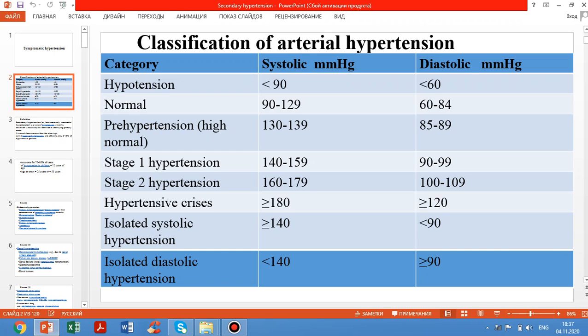Hypertensive crisis. Systolic BP more than or equal to 180 and diastolic BP more than or equal to 120 mmHg. Isolated systolic hypertension. Systolic BP more than or equal to 140, diastolic BP less than 90. Isolated diastolic hypertension. Systolic BP less than 140 and diastolic BP more than or equal to 90 mmHg.